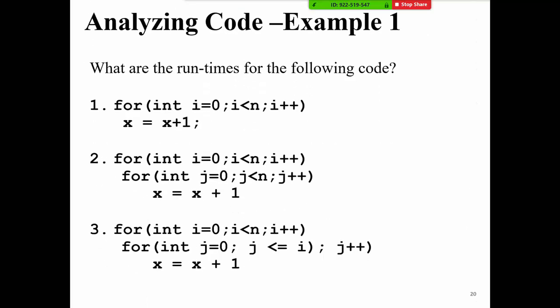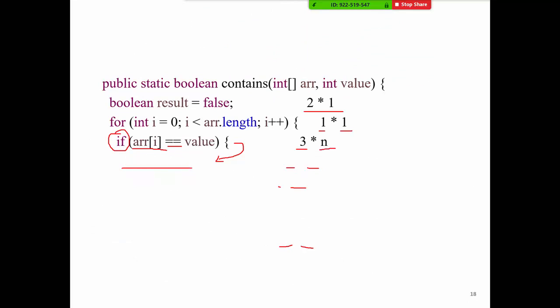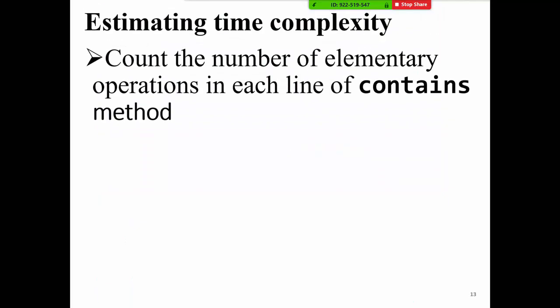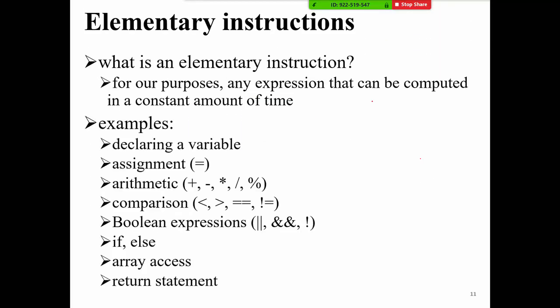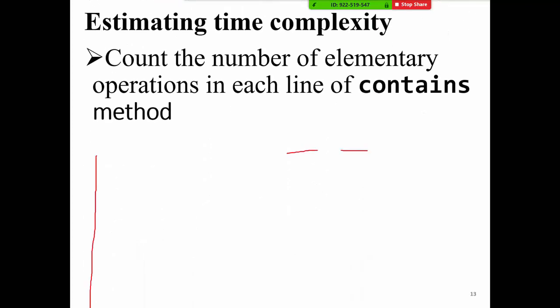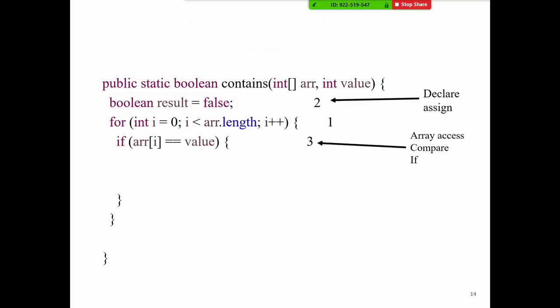Now, if we use our previous knowledge to analyze the code in this example, let me go back. We defined our elementary instructions here, and we made a big assumption. We say a for loop is one elementary instruction, and whenever we see a for loop, we assume it's executed only once. This is a big assumption, and we're going to stay with it and see how it affects our calculations.